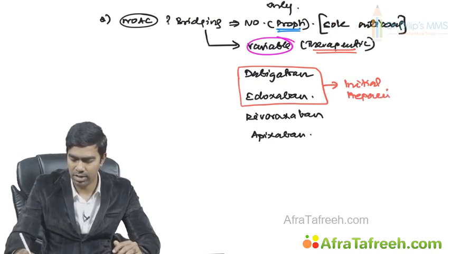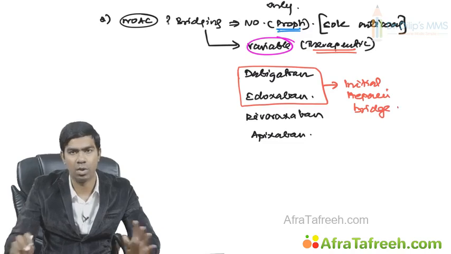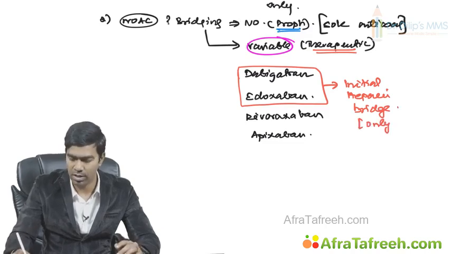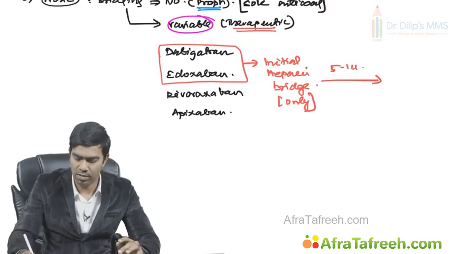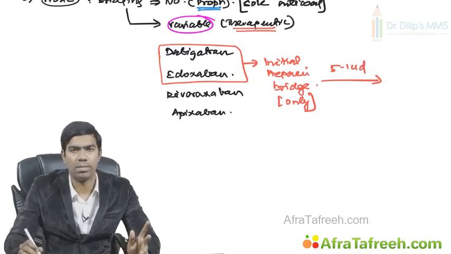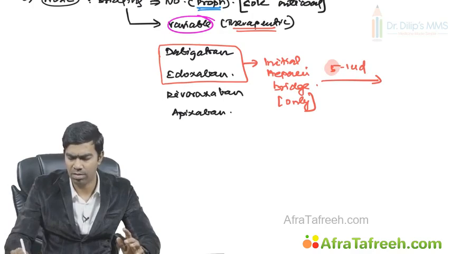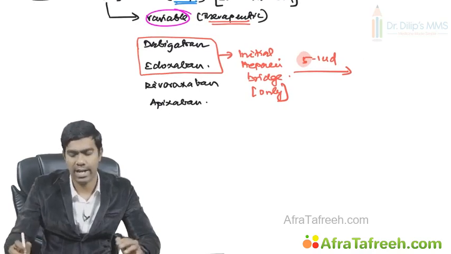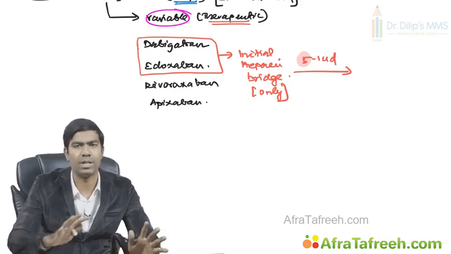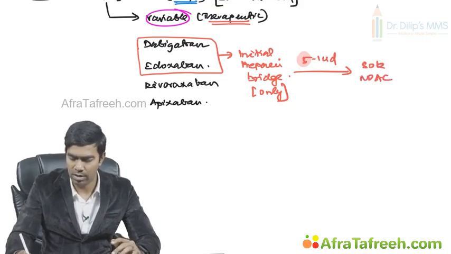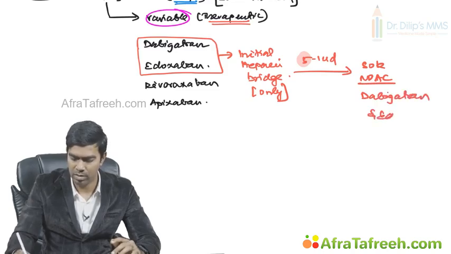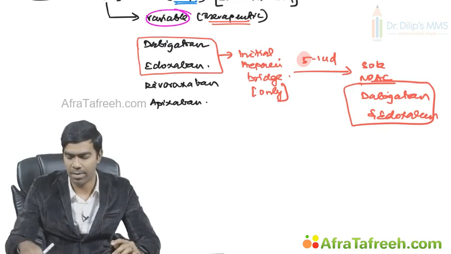Initial heparin bridging, in the sense we don't add these NOACs with heparin, we use only heparin initially. Heparin only initially without NOACs. At least for 5 to 14 days you have to wait, depending on the condition. Typically minimum we wait for 5 days at least. After this period of initial bridging heparin anticoagulation, you convert them to sole NOAC if you are using dabigatran and edoxaban. So this initial bridging is mandatory if you are using them for therapeutic purposes, for dabigatran and edoxaban only.